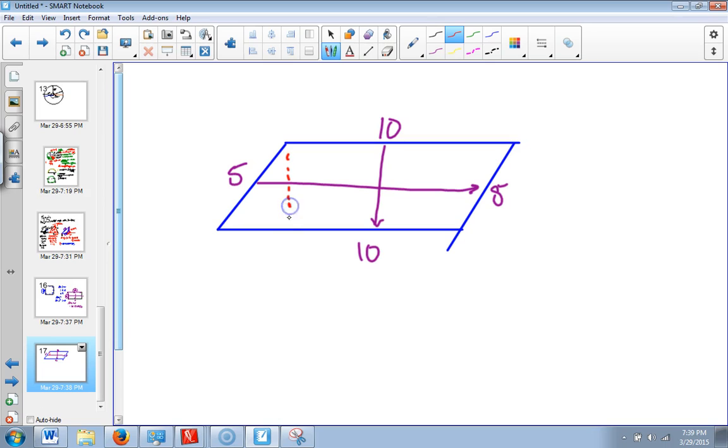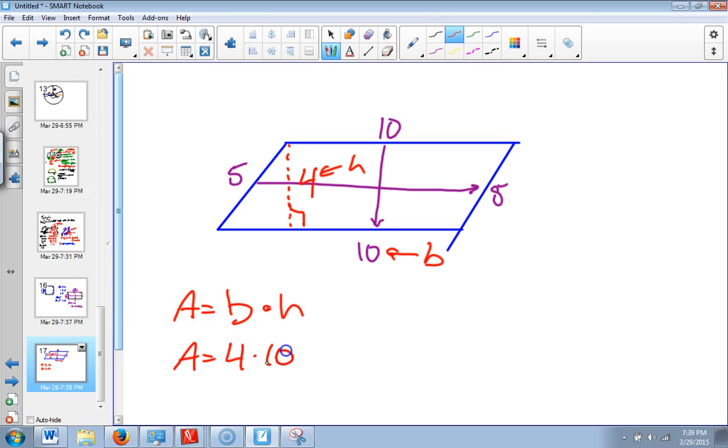So you drop the height from the vertex to the base at a 90-degree angle. So let's say this height is 4. The area is simply base times height, but you've got to know which one is the base and which one is the height. So here's our 90-degree angle. This means this is our height and this is our base. So area in this case would be 4 times 10, so area equals 40.